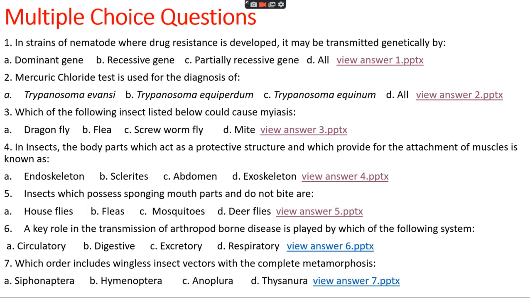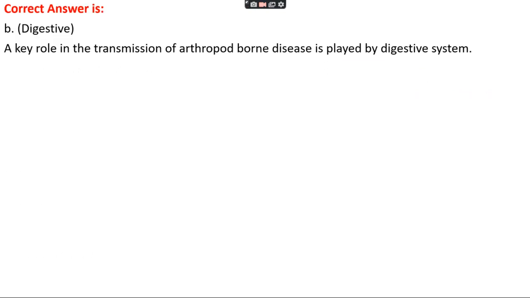Question number 6. A key role in the transmission of arthropod-borne disease is played by which of the following systems? Option A, circulatory system. Option B, digestive system. Option C, excretory system. Or option D, respiratory system. The right answer is option B, that is digestive system. Most of these arthropod-borne diseases are found to be transmitted via digestive routes.